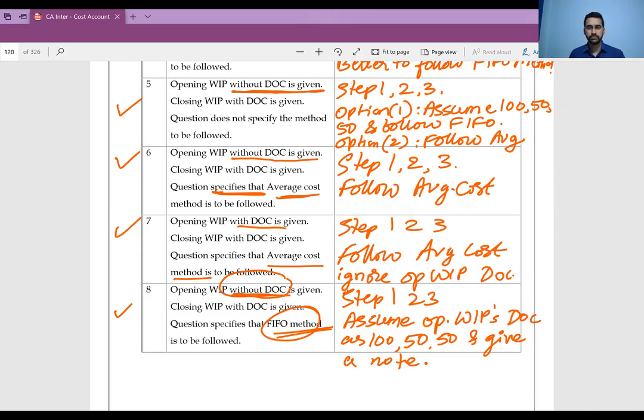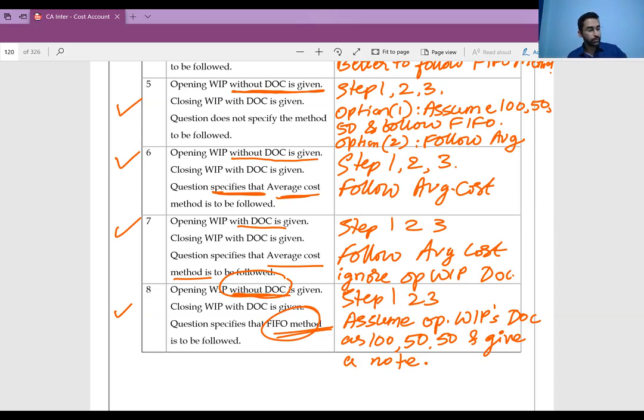Right. These are the possible 8 questions. Now you know, read the data in the question. Before you start writing anything as heading, think which is the most appropriate thing to be done. Do I have FIFO or average cost mentioned in the question? Okay, not mentioned. That means I have to decide.